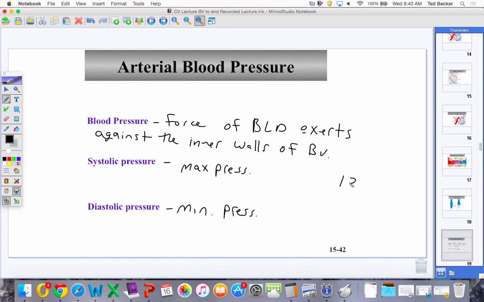So normally we see our blood pressure as 120 millimeters of mercury over 80 millimeters of mercury. The top number is the systolic, and the bottom number is the diastolic.